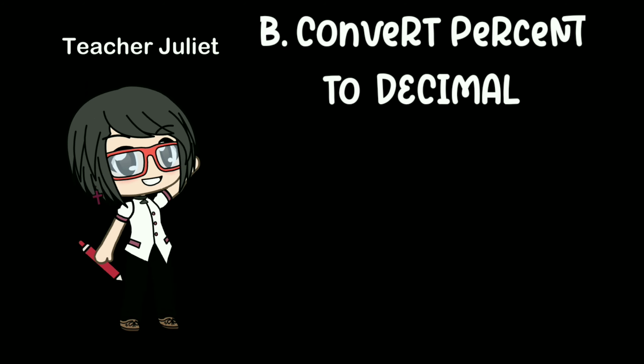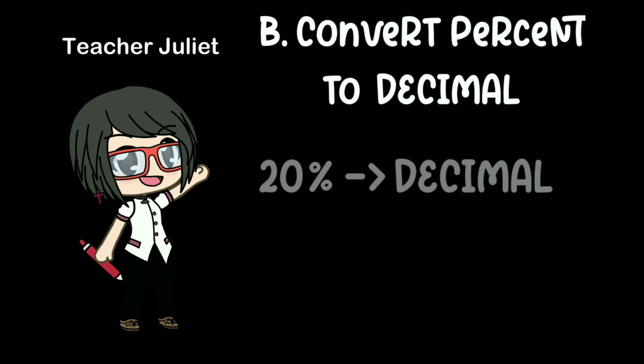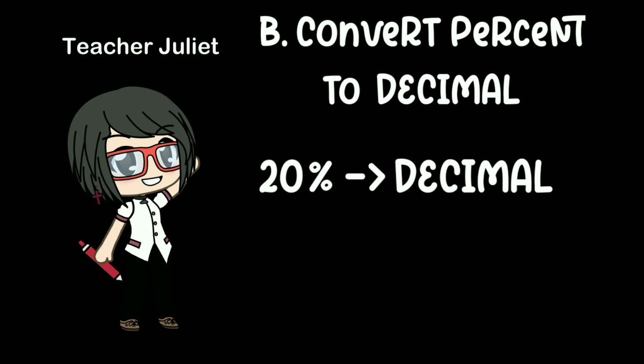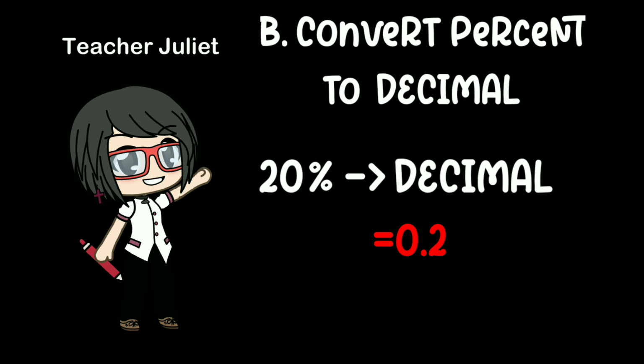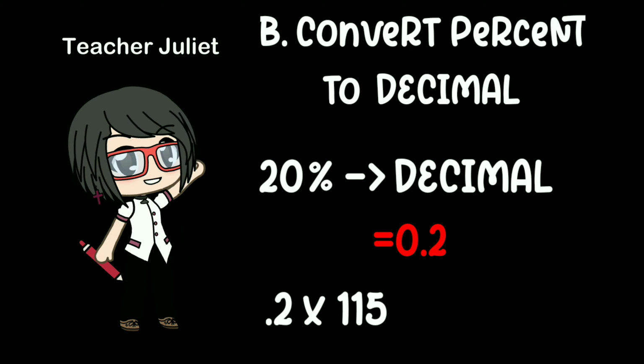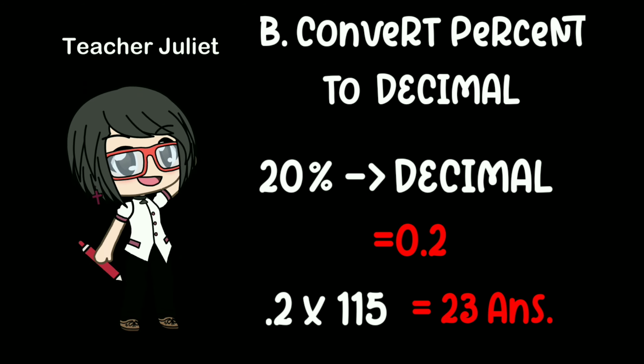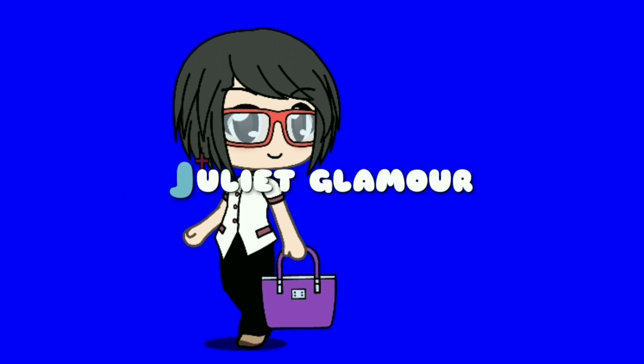Letter B, converting percent to decimal. 20% converted to decimal: first, we remove the percent sign and move the decimal point two places to the left. The answer is 0.2. Therefore, 0.2 times 115 is equal to 23.